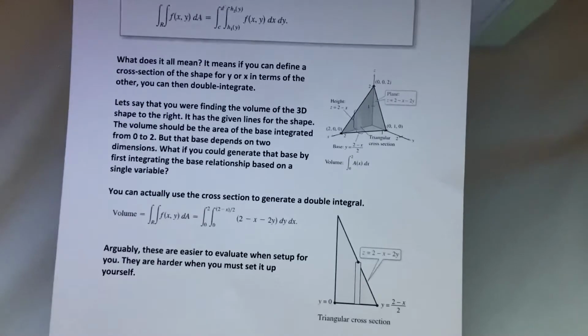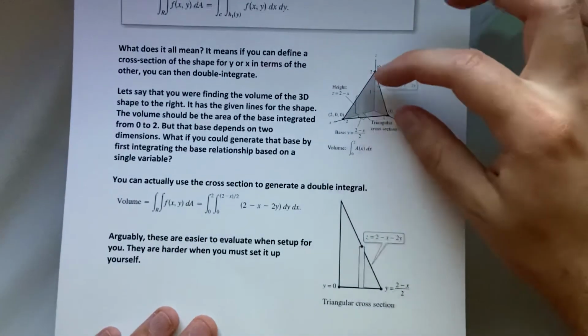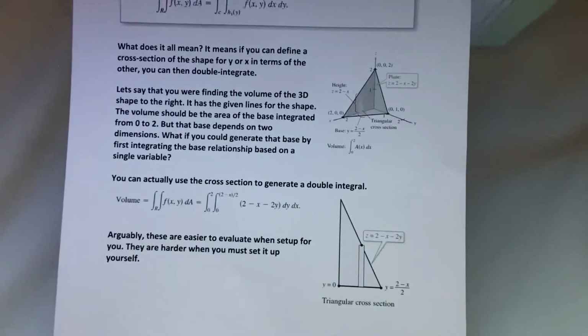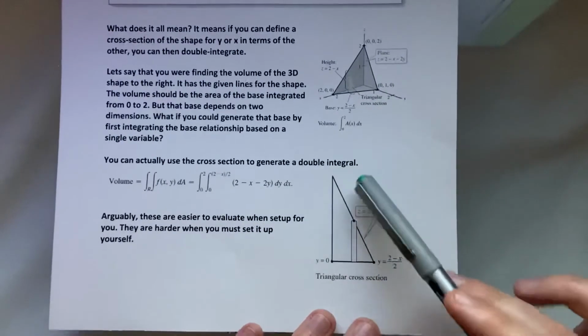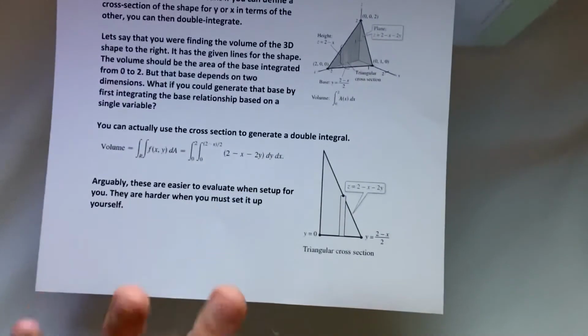So the volume really is from 0 to 2 for the height, but before that, if we look at the cross-section, which is kind of this side picture of what this looks like, we know that there's a relationship between the height and x and y. That height, z, is equal to 2 minus x minus 2y because of the way that our triangular prism is shaped. These are arguably easier to do if someone simply gives you the integral to solve. Sometimes looking at the picture and setting it up yourself is a little bit harder.